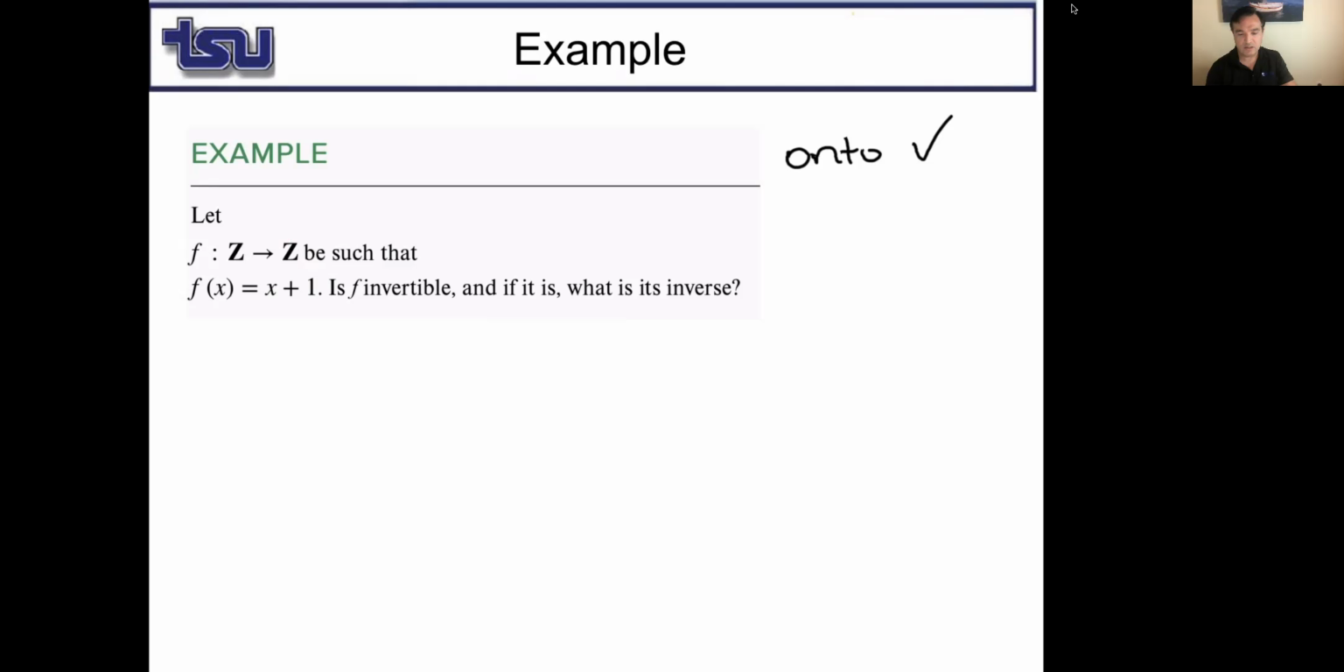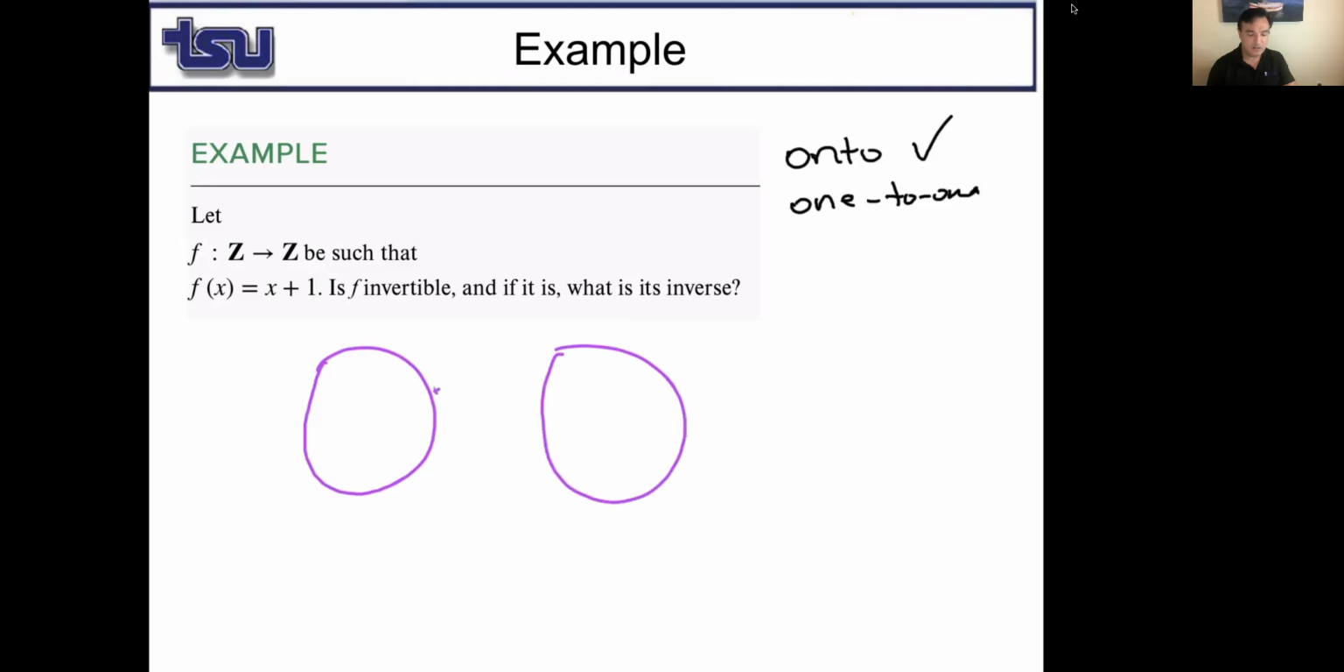Yes, because every element in the domain is mapped to a separate element in the codomain. So that's 1, 2. Since this is one-to-one and onto, that's invertible. How do you find the inverse? That's the tricky part. So here, this is from Z to Z.